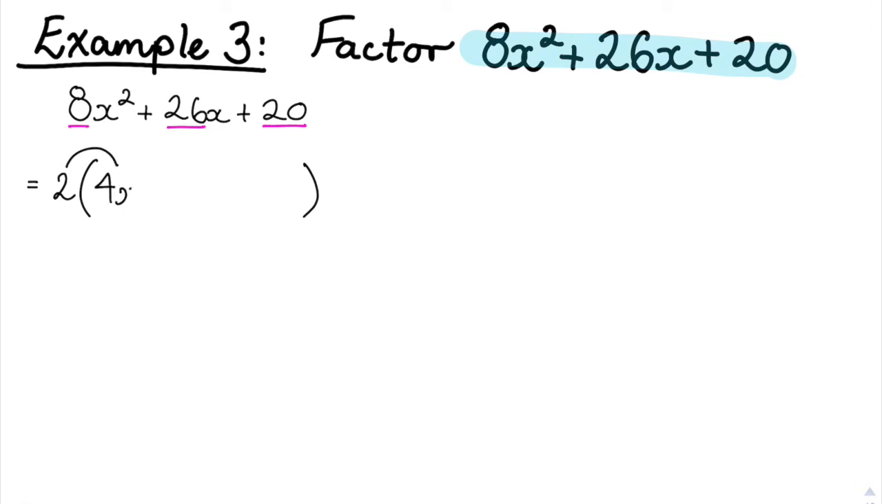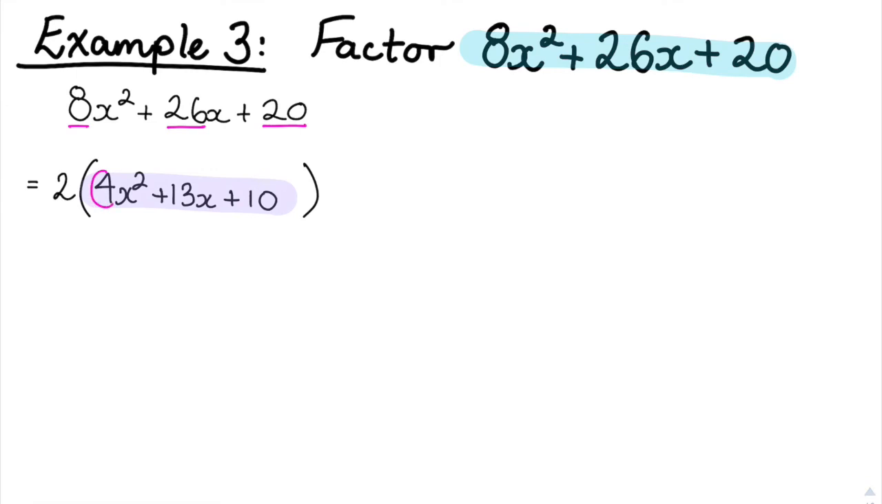2 times 4x squared will give me my first term, 8x squared. 2 times positive 13x will give me my second term, positive 26x. And finally, 2 times positive 10 will give me my final term, positive 20. Now that we've taken out the greatest common factor, we can go ahead and factor as we have been in the previous examples. Let's focus on the inside of this set of parentheses.